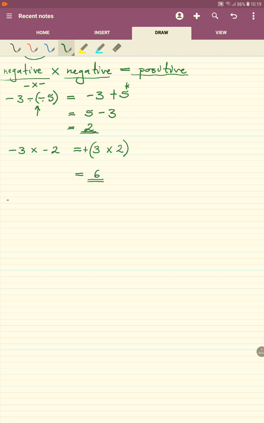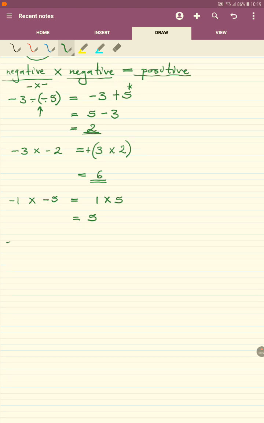If I have minus 1 times minus 5, my answer will also be positive. So it's the same as 1 times 5, and you get your answer as 5.